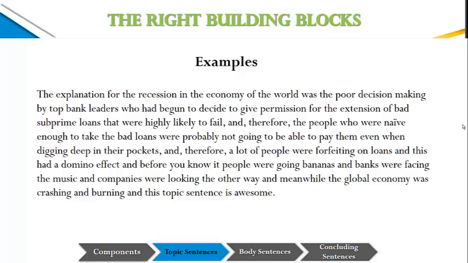So the explanation for the recession in the economy of the world was the poor decision-making by top bank leaders who had begun to decide to give permission for the extension of bad subprime loans that were highly likely to fail, and therefore the people who were naive enough to take the bad loans were probably not going to be able to pay them even when digging deep in their pockets, and therefore a lot of people were forfeiting on loans, and this had a domino effect, and before you know it, people were going bananas, and banks were facing the music, and companies were looking the other way, and meanwhile the global economy was crashing and burning, and this topic sentence is awesome.